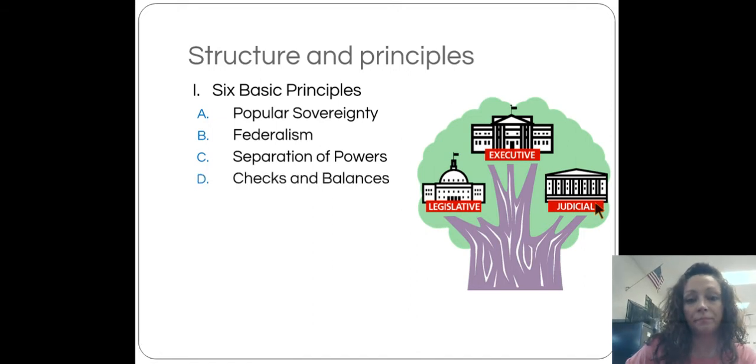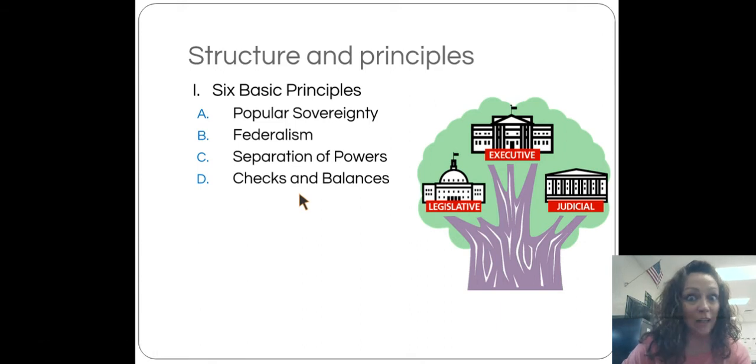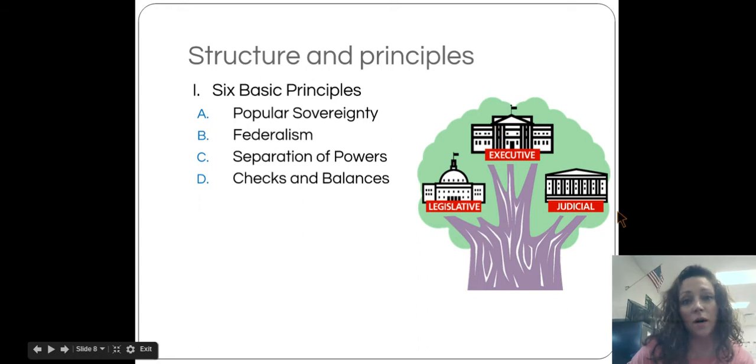Going along with separation of powers is checks and balances. Checks and balances, which we'll read about in one of the Federalist papers. I know you're excited about that. Checks and balances basically says that each branch has responsibilities in the other branches to ensure that no one person gets too much power, and also to ensure that everyone is doing their job.